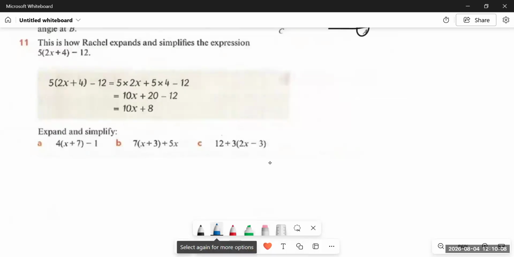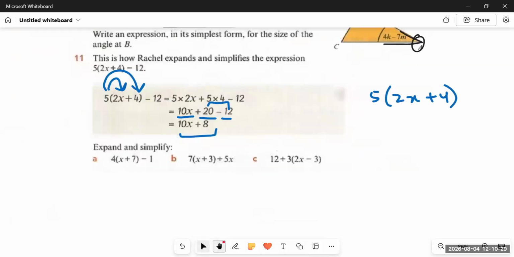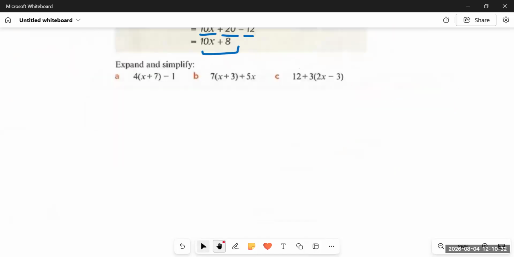So what Rachel did, she has 5 bracket 2x plus 4. Initially she multiplied 5 with 2, it becomes 10x. Then she multiplied 5 with 4, it becomes 20, and then minus 12. And then she combined the like terms, that is 20 minus 12, and she got 8. So now they're saying expand and simplify. It's the same way Rachel has done.